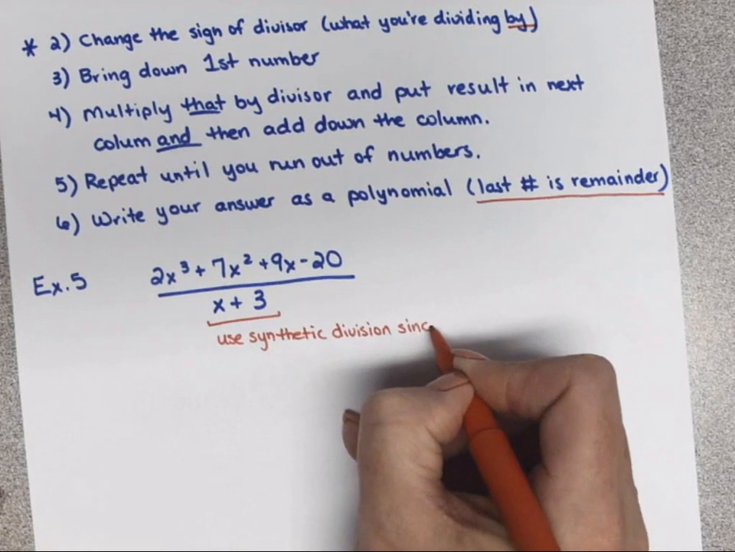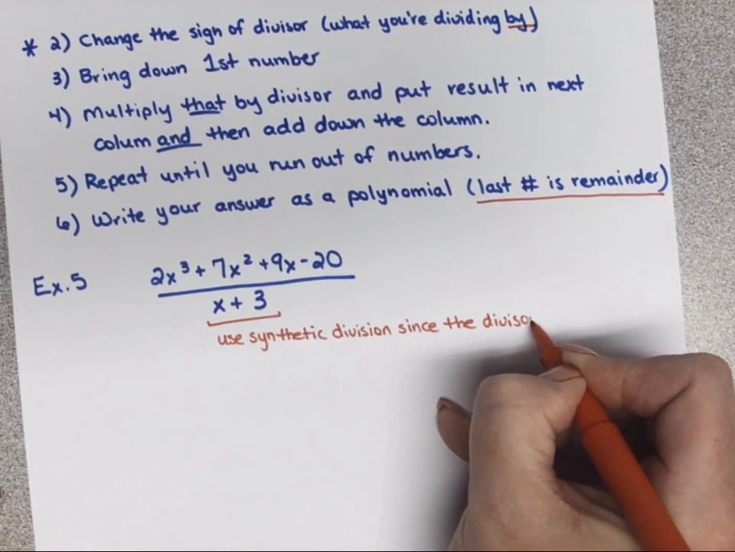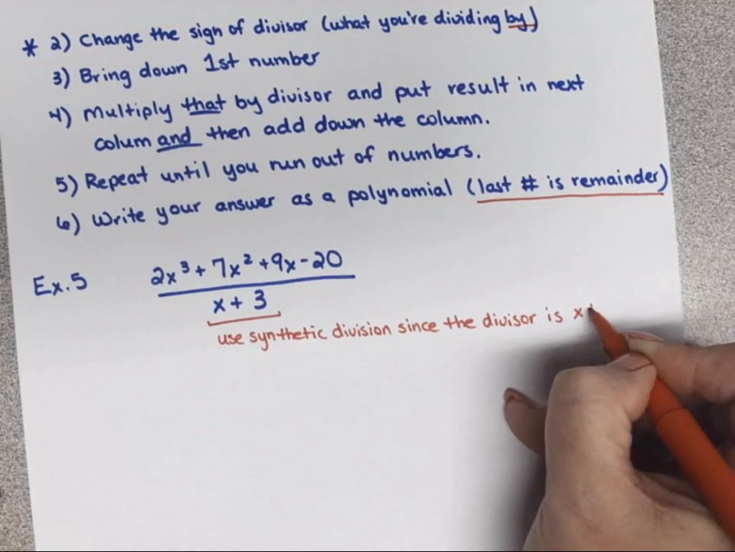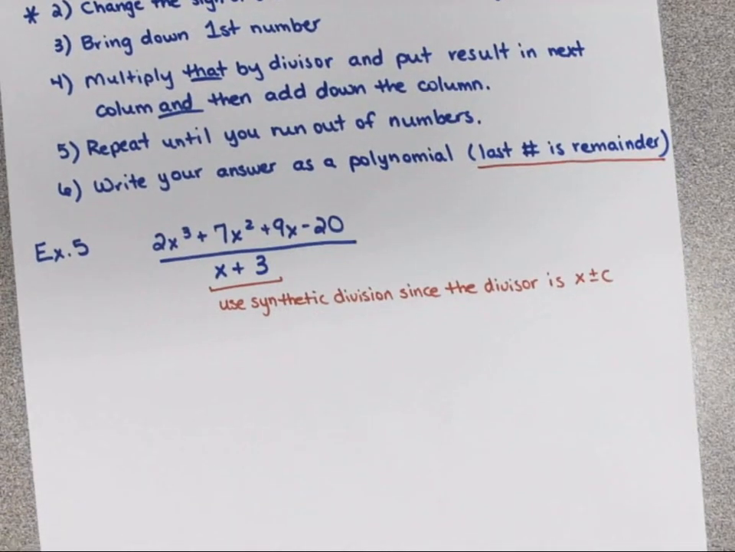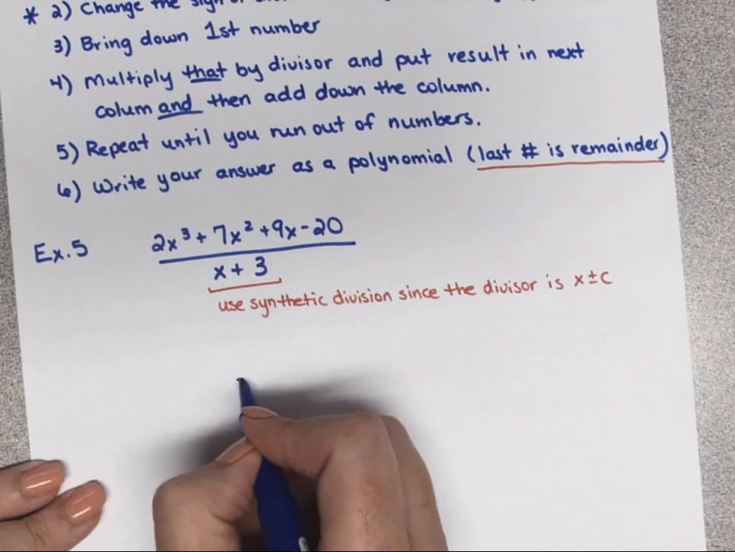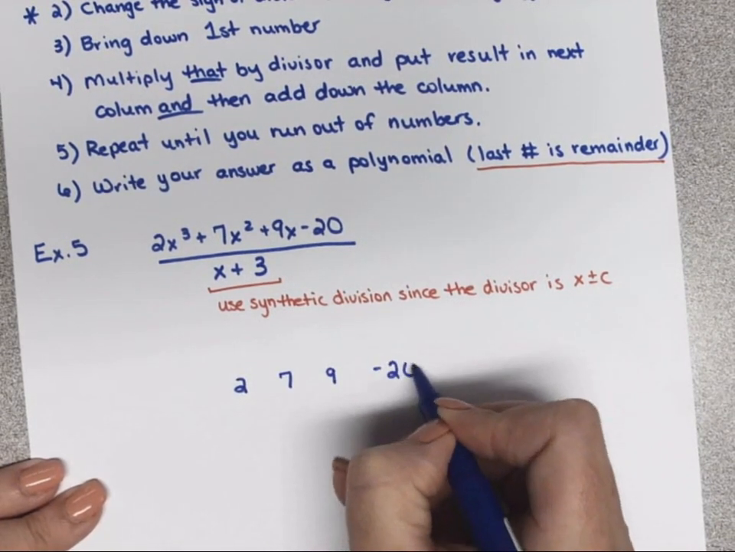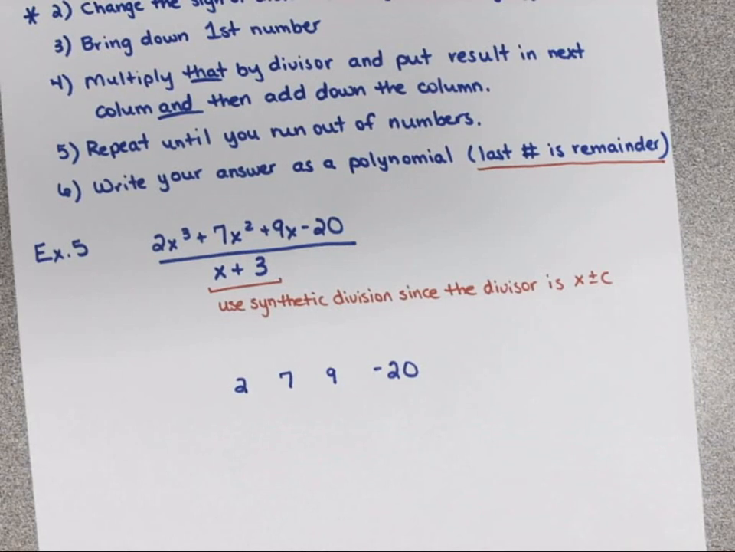Since the divisor is simple. It's x plus or minus c, right? You wouldn't be able to do it if it were anything more complicated than that, okay? So here's what it looks like. First, you just line up the numbers in a row. So 2, 7, 9, and negative 20, and leave a little bit of space between them.